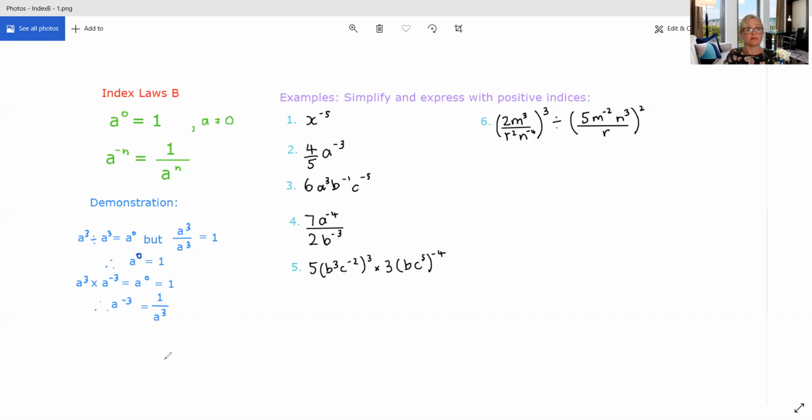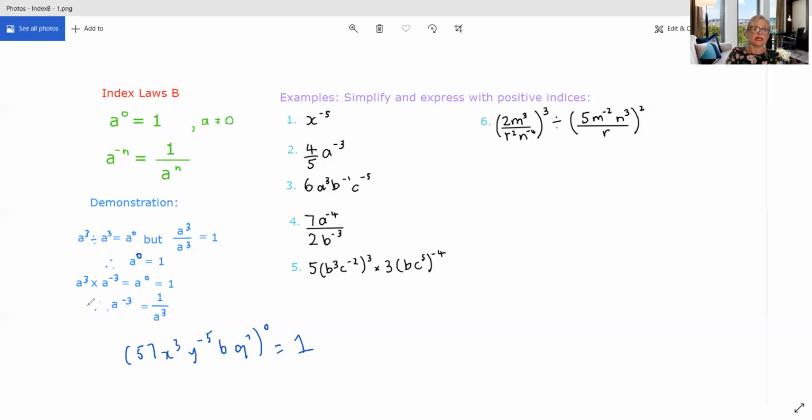All right? It doesn't matter how complicated the expression is. It could be 57x cubed y to the negative 5 b q to the 7 all raised to the 0. It's just going to be 1. Okay?